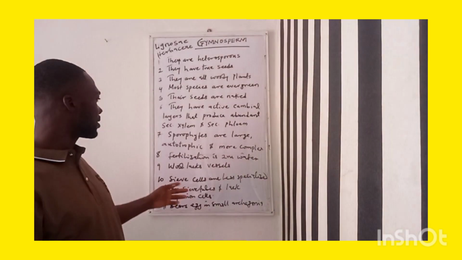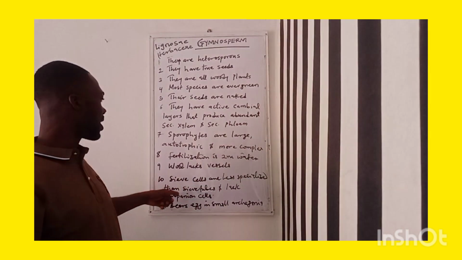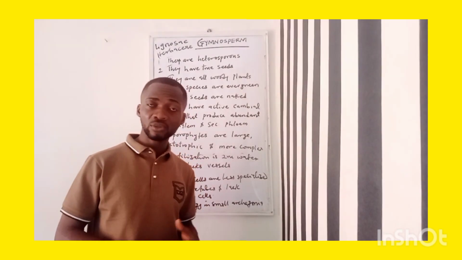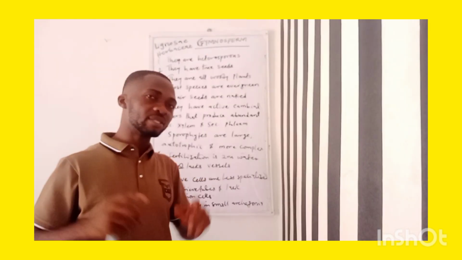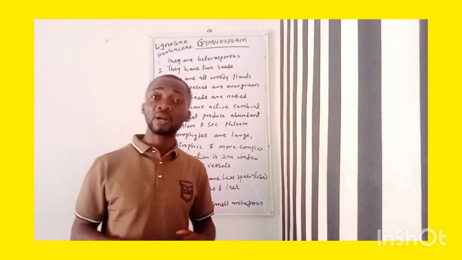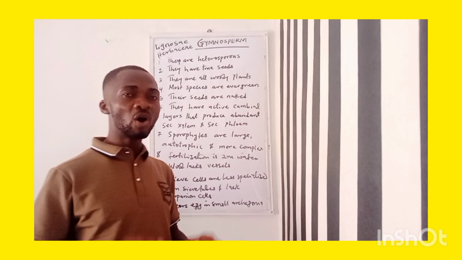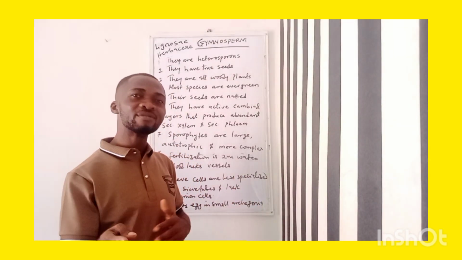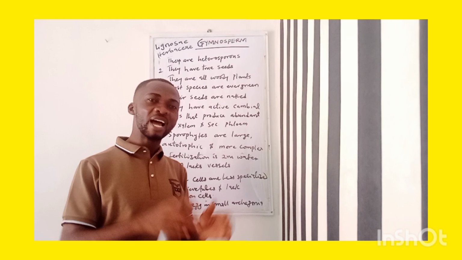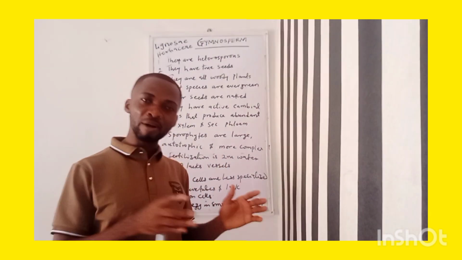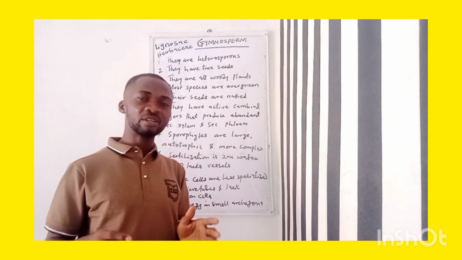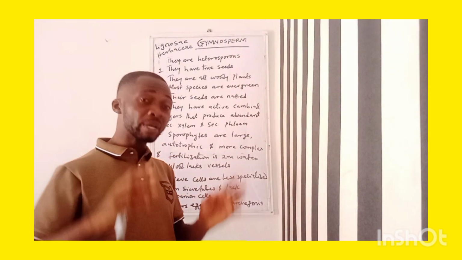Then it also says that sieve cells are less specialized than sieve tubes and lack companion cells. So let's take the first. Sieve cells are less specialized than the sieve tube. This is another common characteristic of gymnosperms. Unlike in the case of angiosperms, where both the sieve cells and the sieve tubes that form the sieve element are all specialized and perform their functions, in the case of gymnosperm, the sieve cells are less specialized compared to the sieve tube.